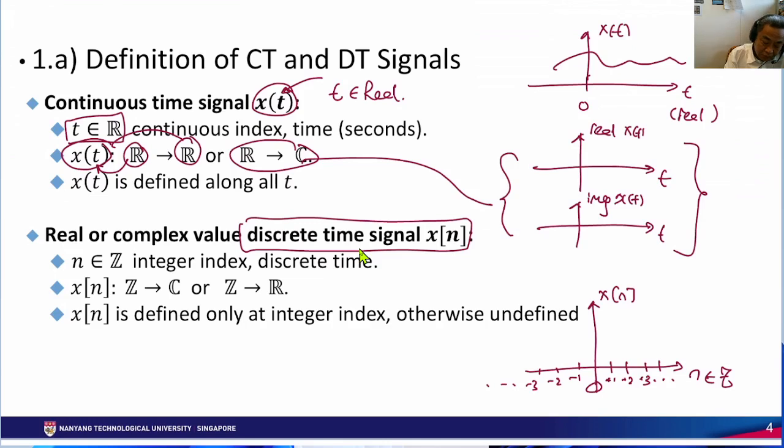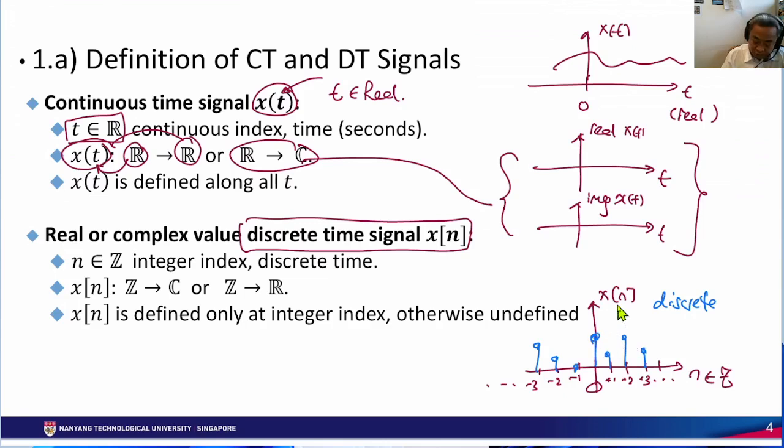Then the values of x of n, for example, can be here, can be here, can be here, and so on. But not at any points in between 0 and 1 and 2. That means it is not continuous. So this is the discrete nature of the discrete time signal.